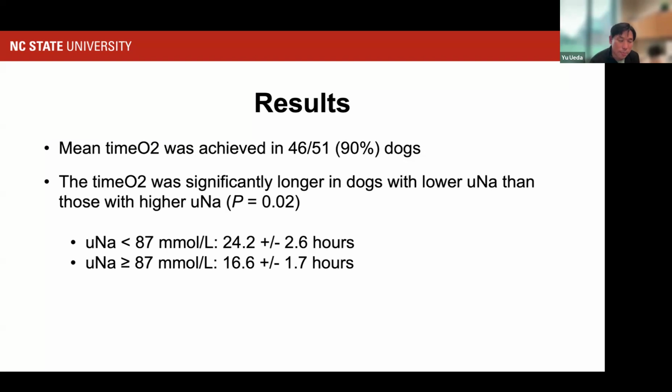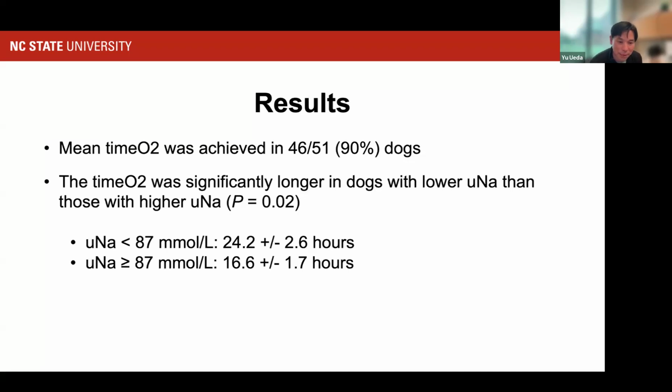And then based on their regression analysis, they made a cutoff number of 87 millimole per liter of the urinary sodium concentration. When the urinary sodium concentration was lower than 87 millimole per liter, their mean time between the initiation and the discontinuation of the oxygen supplementation was 24.2 hours, with a standard deviation of 2.6 hours. When the urinary sodium concentration was higher than 87 millimole per liter, the mean time from initiation to discontinuation of the oxygen supplementation was 16.6 hours, with a standard deviation of 1.7 hours.